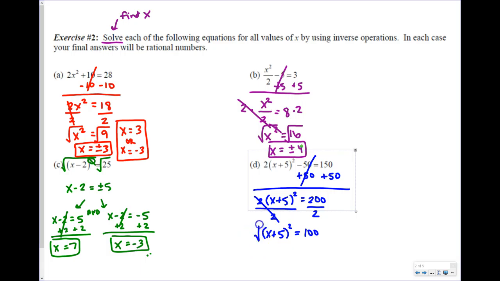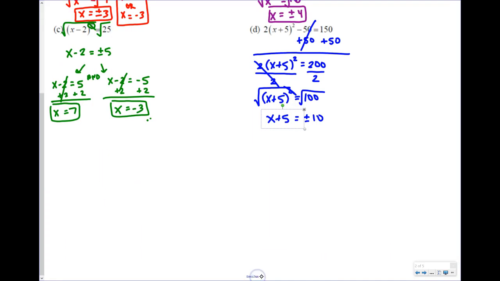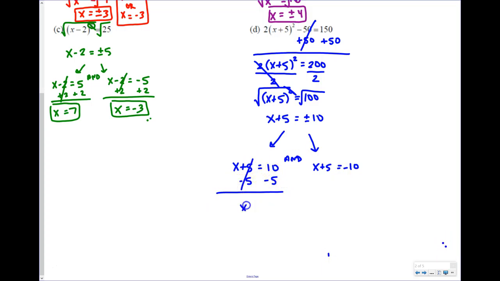Now I can take the square root of both sides to cancel out that exponent, and I'm left with x plus 5 equals plus or minus 10. Same thing here, I'm going to have to split this into two separate problems. The x plus 5 equals the positive 10, and the x plus 5 equals the negative 10. Then I just solve them like normal. So I'm going to subtract the 5 here and get x equals 5, because 10 minus 5 is 5. And over here I'm going to subtract the 5 to cancel it out, and negative 10 minus 5 is negative 15.